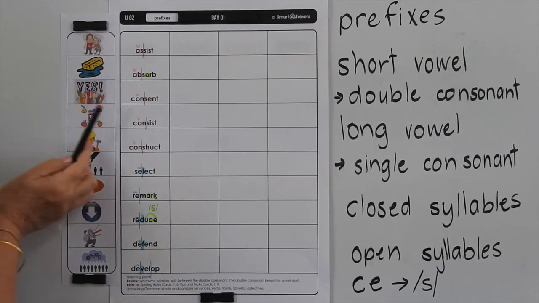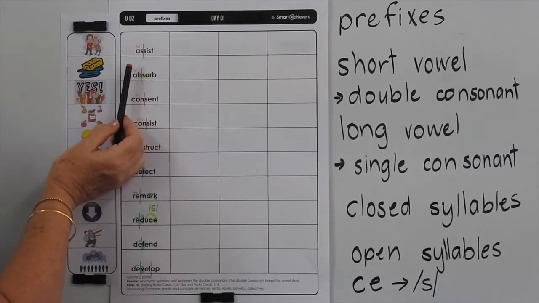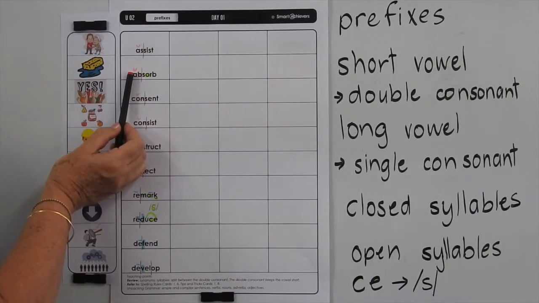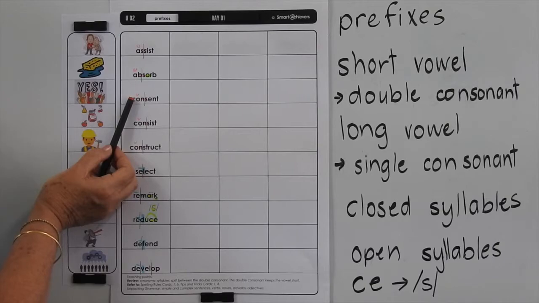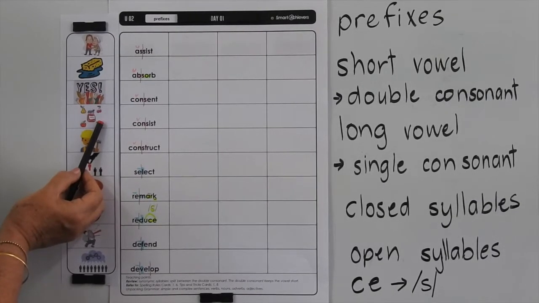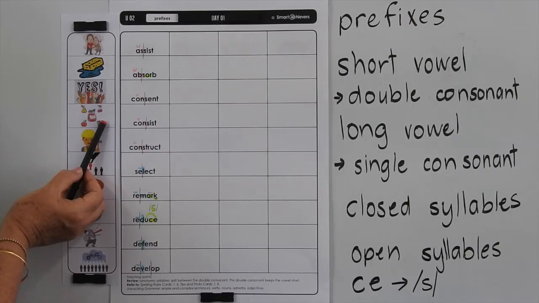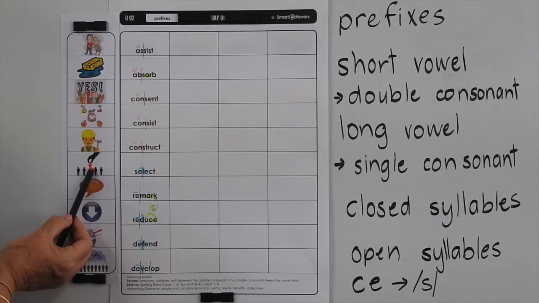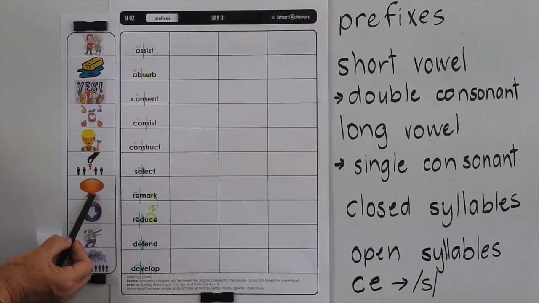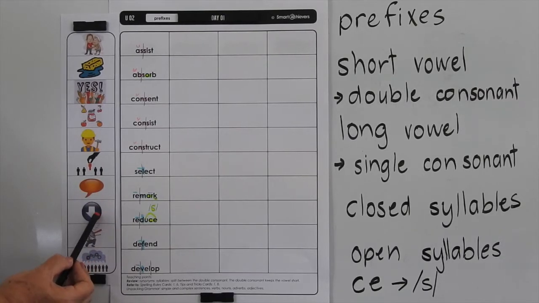So assist means to give help or permit something. Absorb means to soak up or take in information or a liquid. Consent means to agree or permit something. Consist means composed of or have an essential feature. Construct means to build or to put together. Select means to choose. A remark is to say something casually. Reduce means to lessen something. Defend means to protect or resist an attack. And develop means to grow or cause to grow and become larger or more advanced.